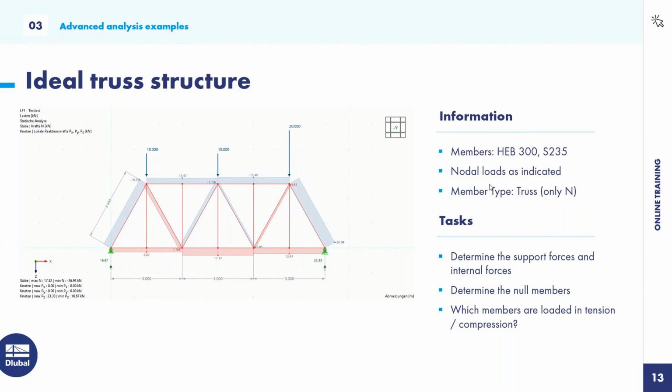The task is to then determine the support forces and internal forces, and to identify null members, so members that don't take any axial force, and also to subdivide the rest of the members in the model into tension and compression members, which we can of course judge by the sign of the axial load in the members.